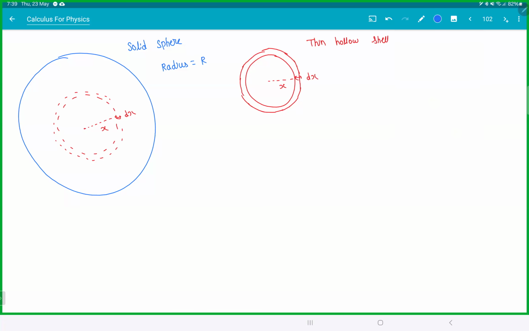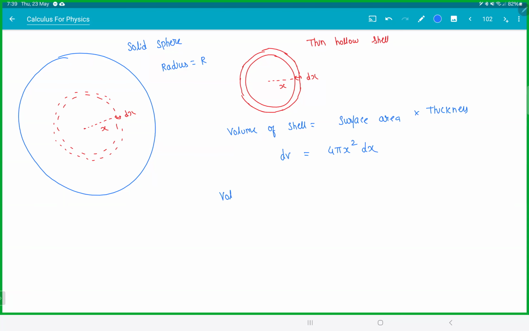So what is the volume of this thin shell? Volume of this shell is surface area into thickness. Do you agree? If you take area into thickness, that will give you the volume. So we will call it dV because it's a small volume. Surface area of a sphere is how much? 4 pi x square into dx.